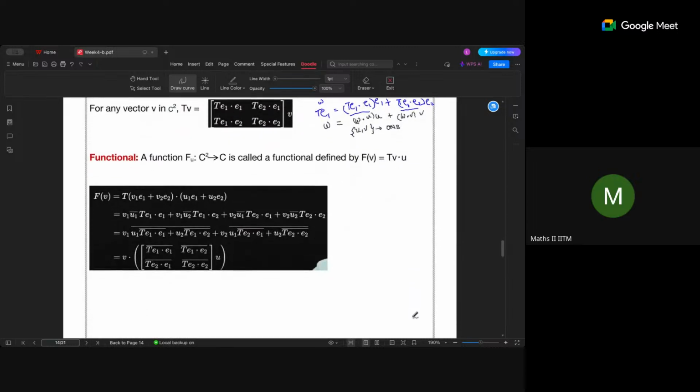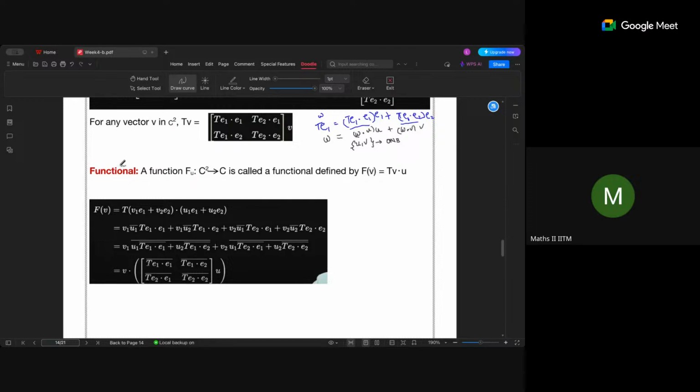For defining this functional, we have used two things. What are they? We have used a linear transformation, and we have also used the dot product to define a functional. All right. So this functional is a very important topic. In fact, there is a separate course called functional analysis. Okay, fine. So what is this f doing? Let us see.